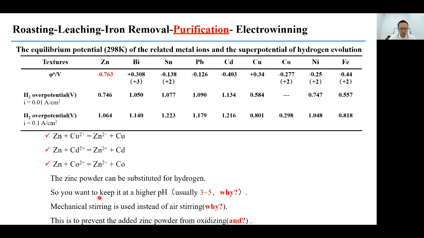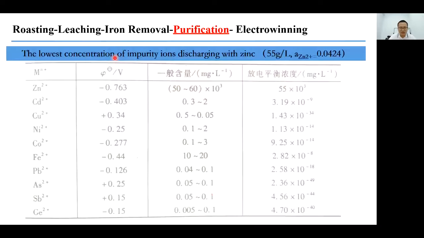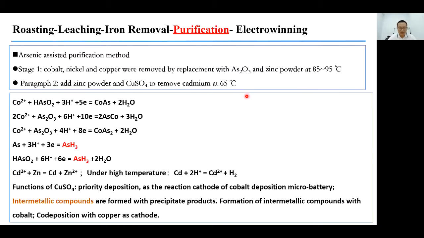And we are not going to discuss those problems. Because of the overpotential of oxygen forming, and also the overpotential of precipitation on different metals, zinc will firstly precipitate on the cathode, and on the anode, we are getting oxygen.